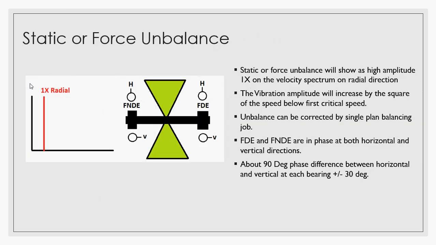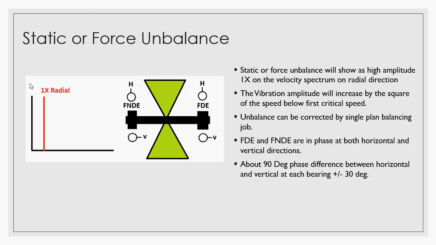The first type of imbalance we're going to talk about is the static or force imbalance. Static or force imbalance will show as a high amplitude 1x on the vibration spectrum in the radial direction, and the vibration amplitude will increase by the square of the speed below the first critical speed. Imbalance can be corrected by a single plane balancing job.